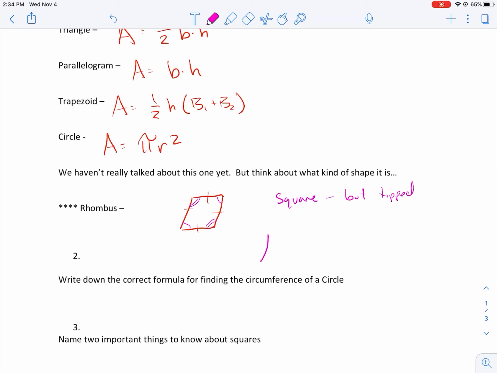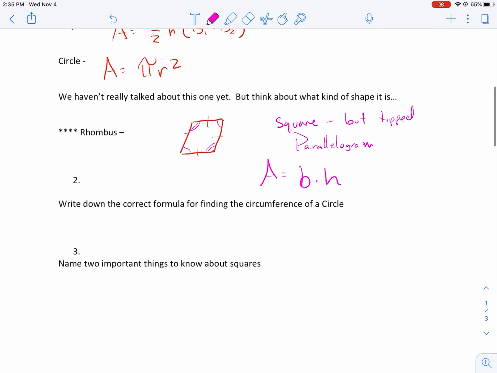And also, the area of this is still pretty much like a parallelogram, right? Where opposite sides are parallel, opposite angles are congruent. Parallelogram. Anyway, base times height. When you see a shape like that, treat it just like a parallelogram.